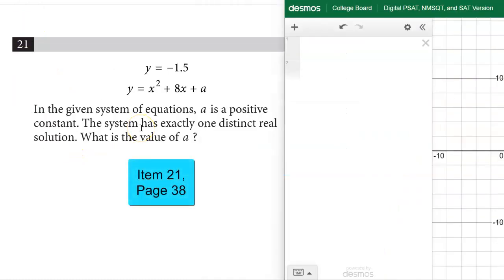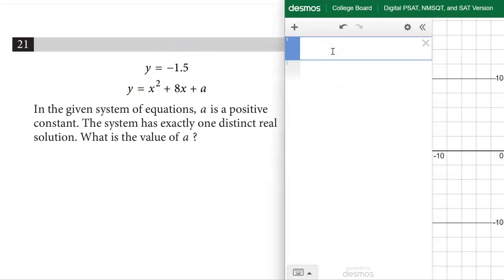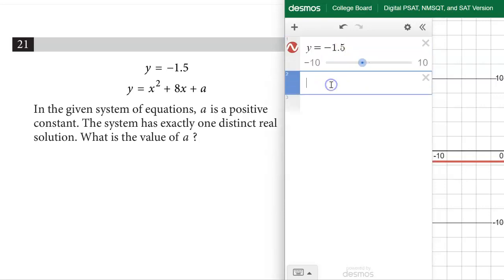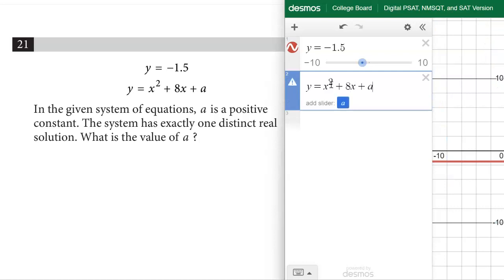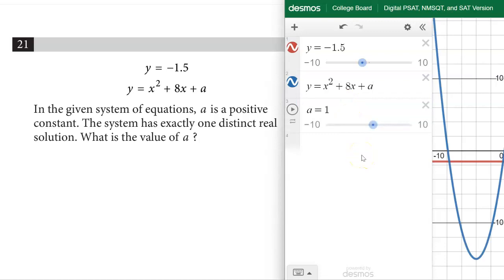We're still on page 38, looking at item number 21. Here we have a system of equations, and we're going to type them in just as they appear. So y equals negative 1.5 is our first, and the other one is y equals x squared. Type shift 6 to create an exponent, and then type your 2. When you type your A, you're going to get this add slider. So click on the A to add the slider, and it's asking you for the value of A. It has exactly one distinct real solution. What is the value of A?